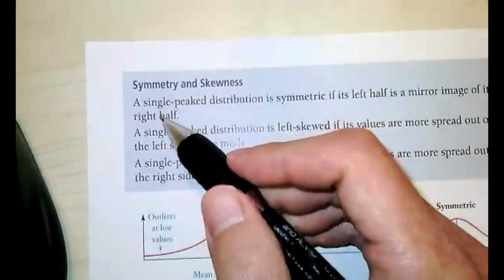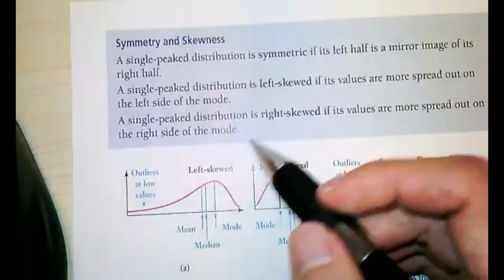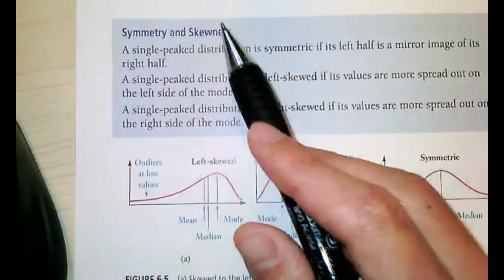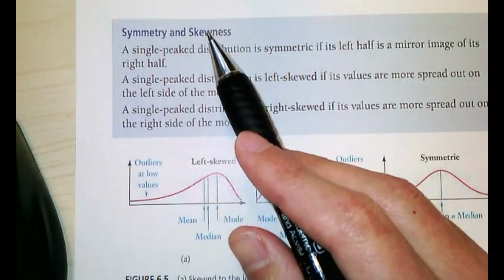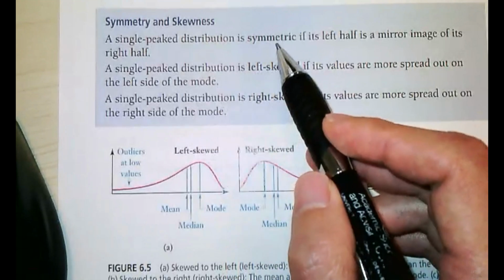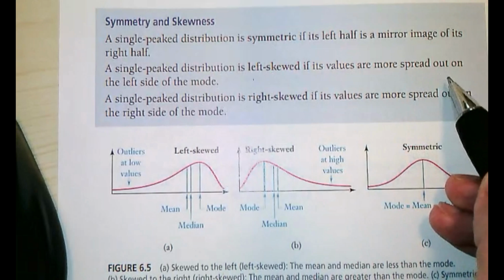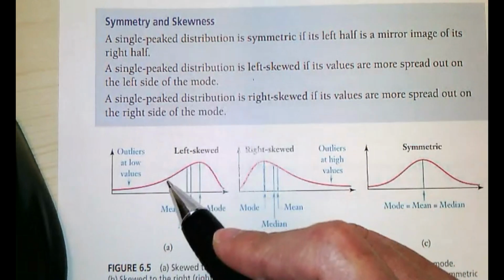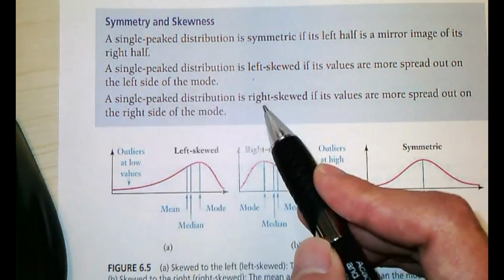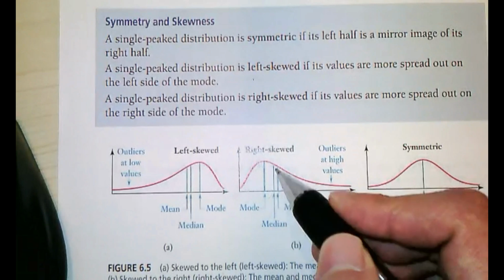So we learned symmetry. Then we come to the next concept, skewness. On the previous page, we learned some simple graphs, which are symmetric. Symmetric is when the left part is the same as the right part. However, skewness tells us, if something is not symmetric, what kind of shape it is. If it is left skewed, the values are more spread out on the left side of the mode. If it is right skewed, the values are more spread out on the right side of the mode, also called the right side of the peak.